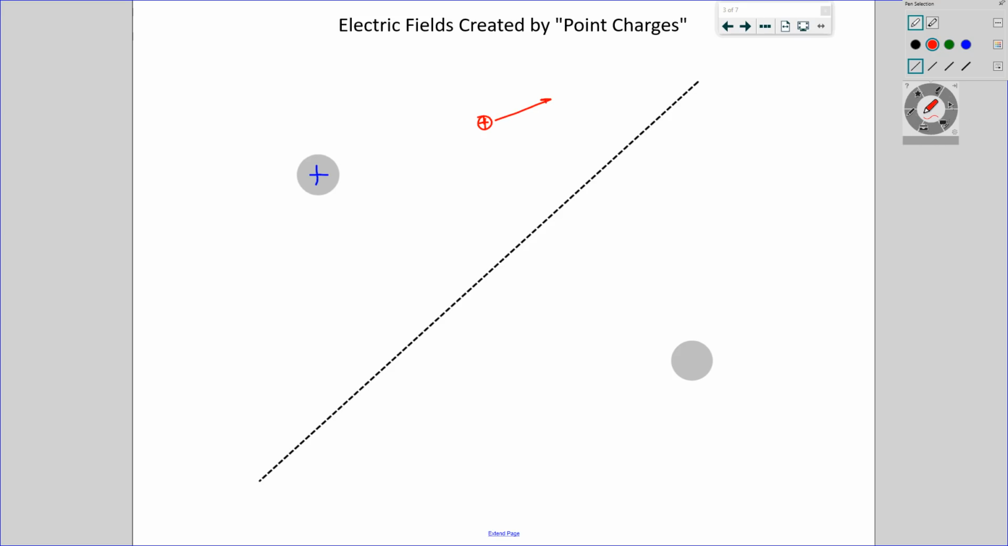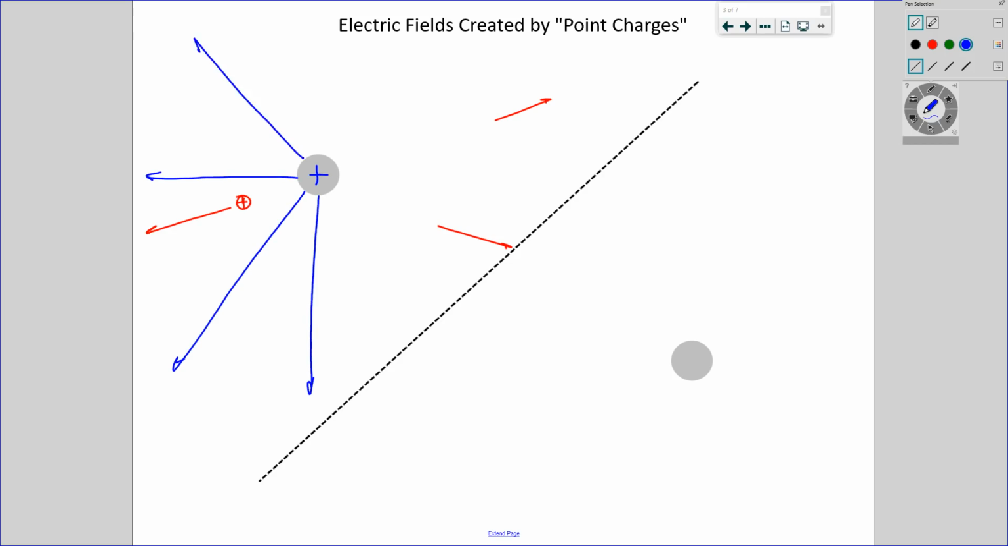If we moved this thing here, well, then the force on the object would look like that. If we moved it here, then the force on the object would look like that. And no matter where I put this object, the force exerted on it would be radially away from that positive charge. And thus, by definition, the electric field made by a positive charge points radially away from that charge.